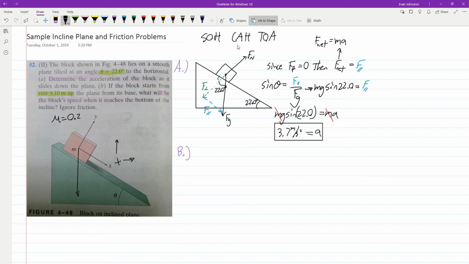And it's actually more math that you have to do, in all honesty. So really, let's find the speed at the bottom.